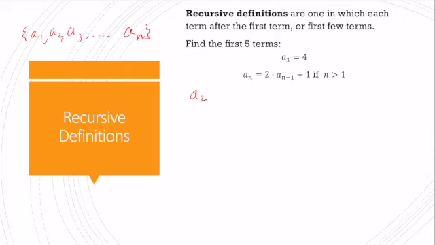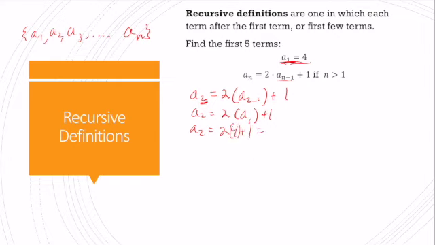A sub 2 is going to be 2 times A sub n minus 1, so A sub 2 minus 1, plus 1. A sub 2 minus 1 is actually A sub 1, which we have defined. It's recursive because the second term relies on the first term. So A2 equals 2 times 4 plus 1, which is 9. So now I know A sub 2.